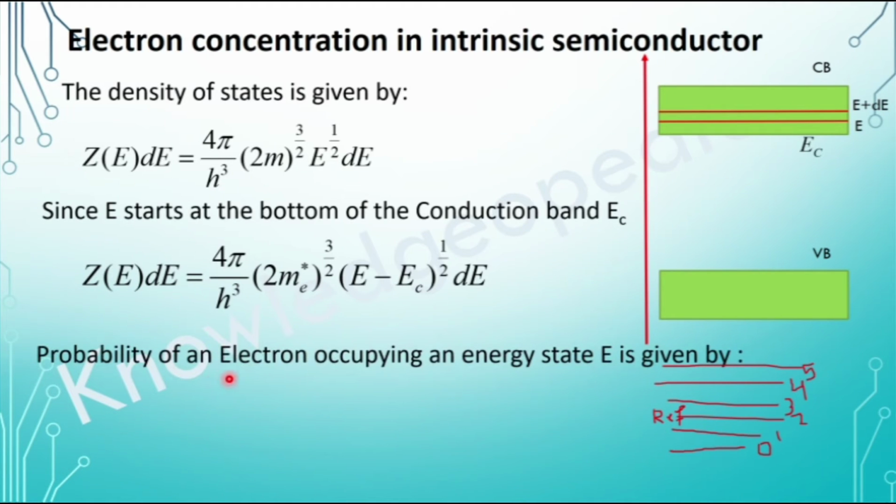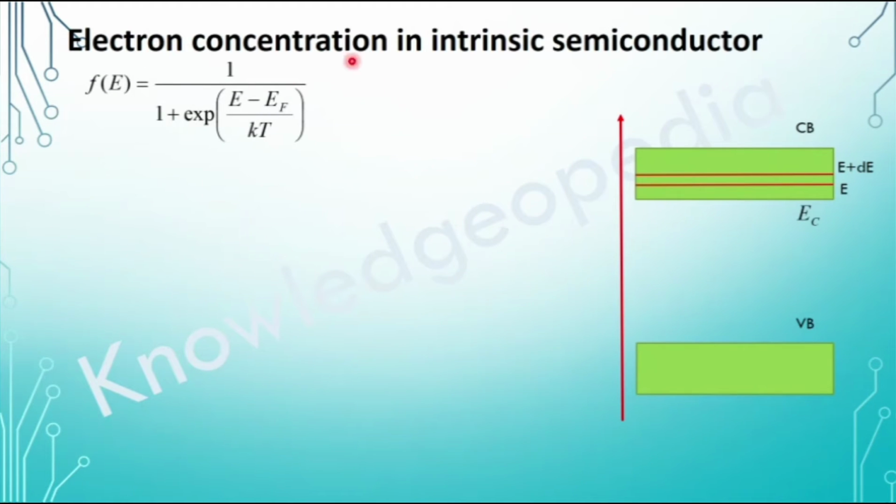The probability of an electron occupying an energy state E is given by the Fermi-Dirac distribution function, that is f of E is equal to 1 by 1 plus exponential E minus EF by kT. Here we are calculating the probability of the electron occupying the energy state E. That's what this E over here. And this EF is the Fermi energy, k is the Boltzmann constant, and T is the absolute temperature. This is the probability function. We'll do some approximation over here.